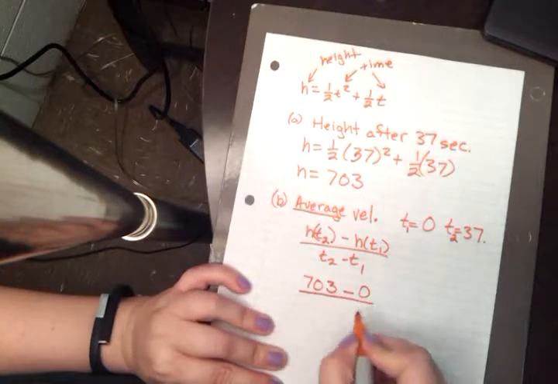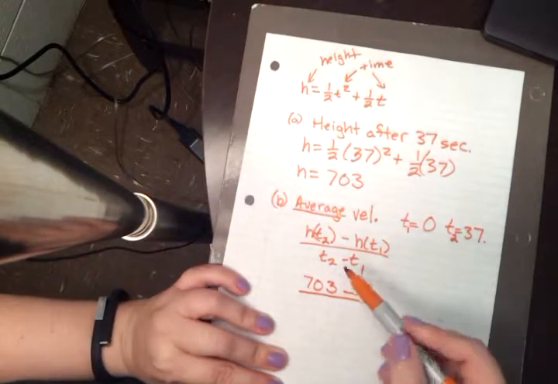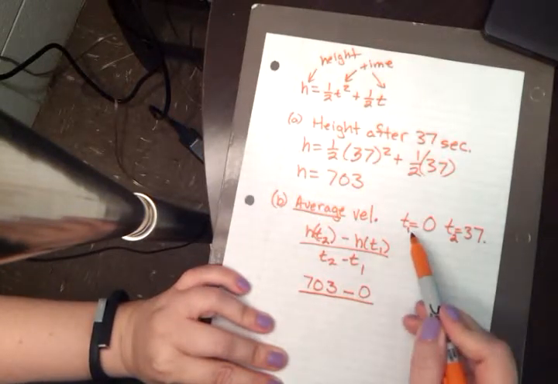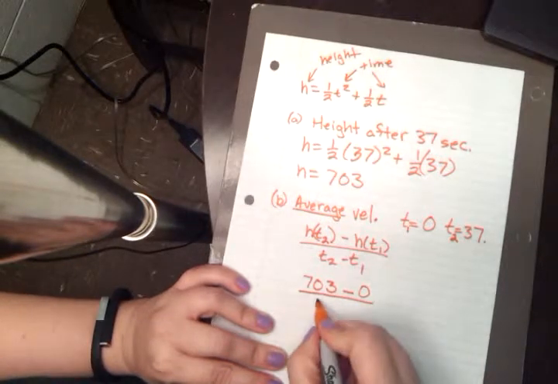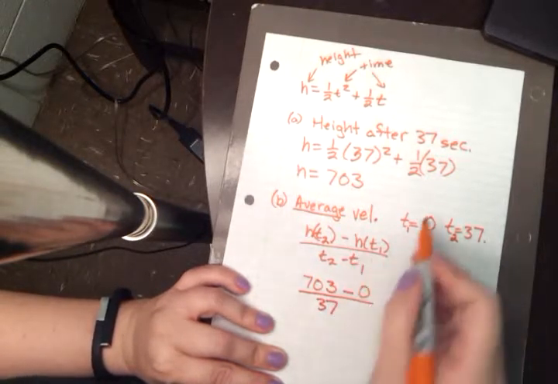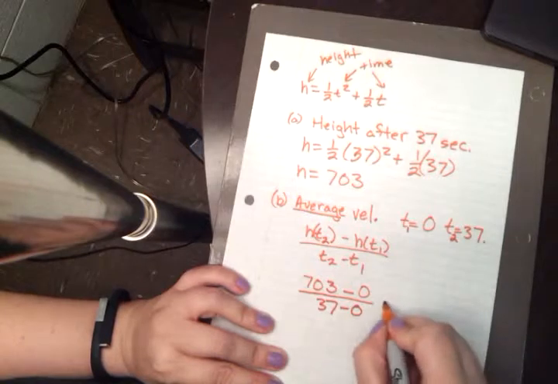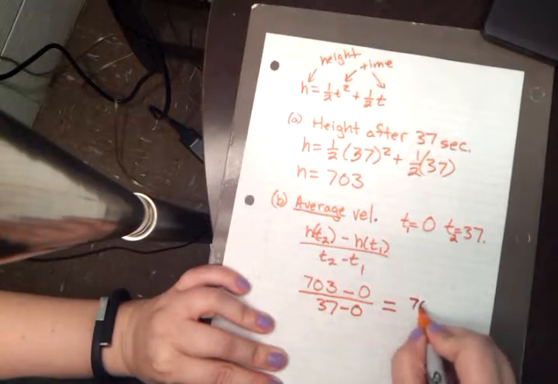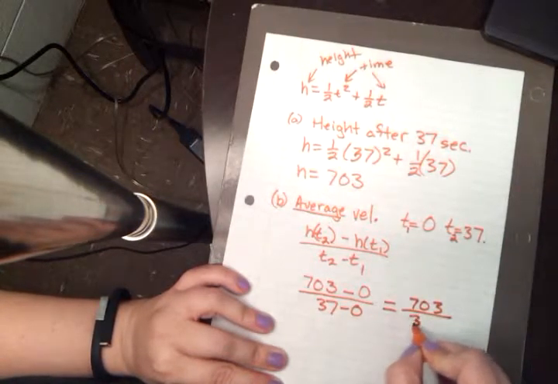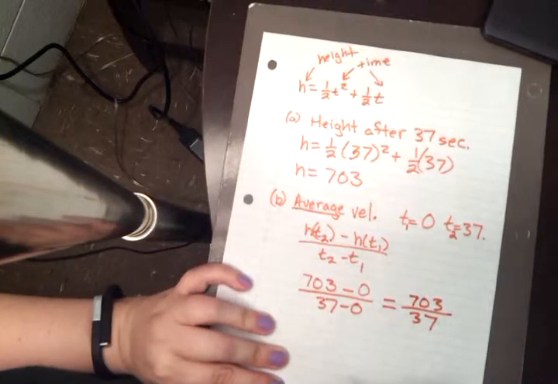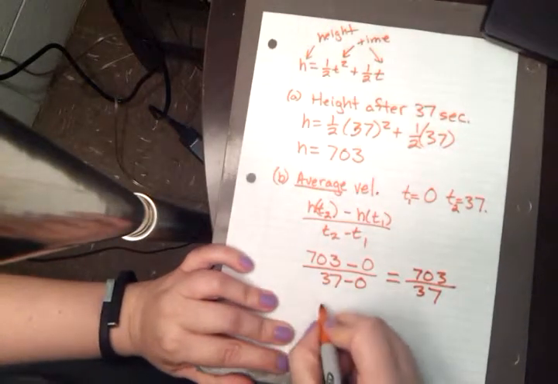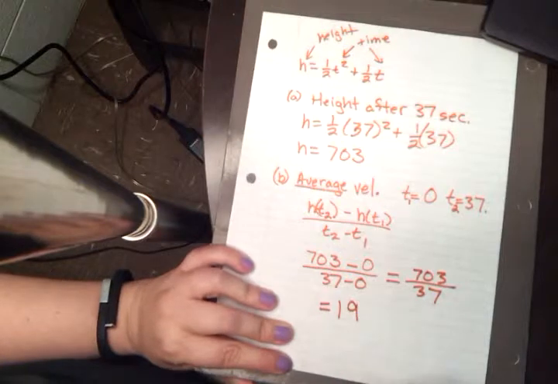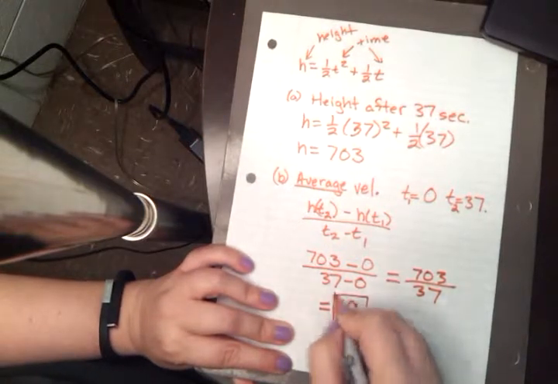This is starting to look like the kind of math I can do in my head. And then finally, we just need to subtract t1 from t2. So plug in t2, that's 37, minus t1, which is 0, so that's going to be 703 over 37. And if you plug this into your handy-dandy calculator, your answer is going to be 19. So it's 19 feet per second.